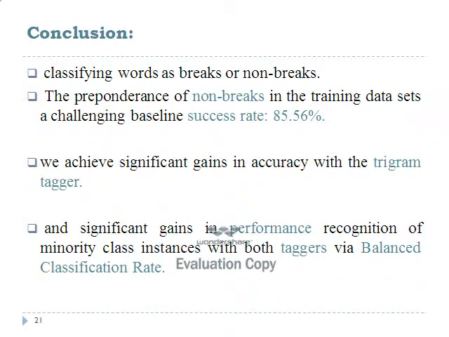Conclusion. After classifying words as breaks or non-breaks, the pre-boundaries of non-breaks in the training dataset, a challenging baseline success rate of 85.56%. We achieved significant gain in accuracy with the trigram tagger and significant gain in performance recognition of minority class instances with both taggers via balanced classification rate.